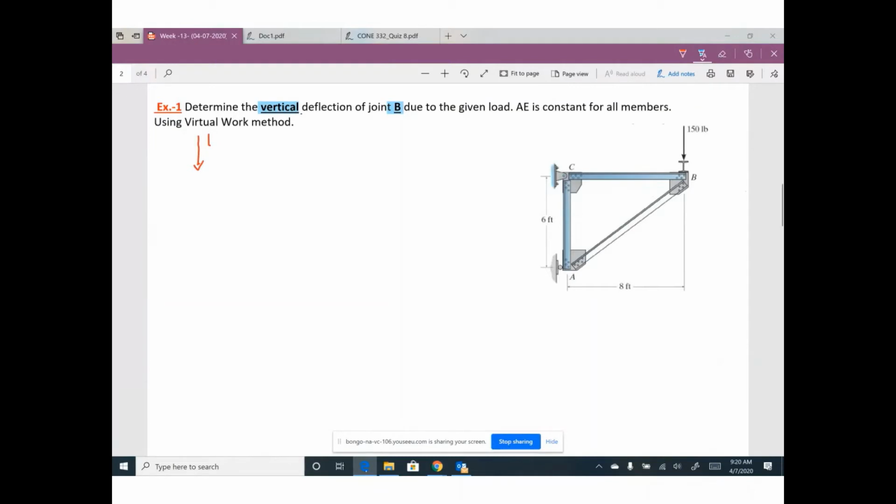How can I put the unit load? Is it vertical or horizontal? In our case, we are looking for vertical deflection. That means your unit load will be vertical. Since I'm looking for vertical deflection at B, the vertical unit load will be at B.